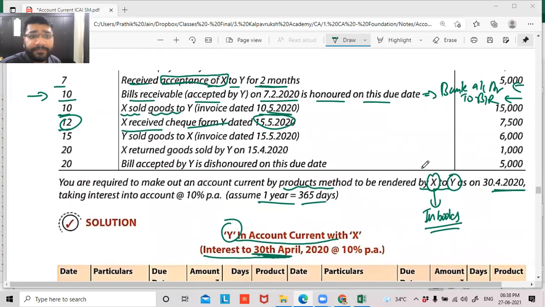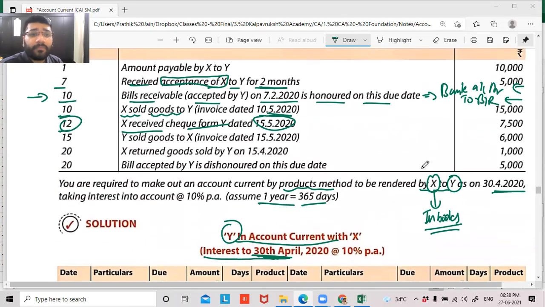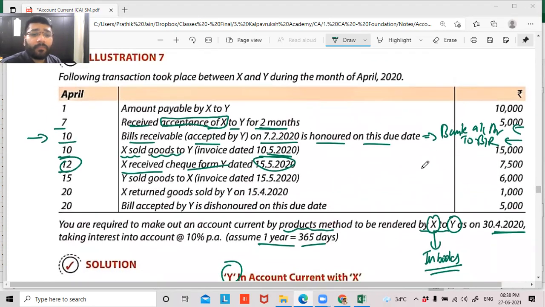That is the next transaction. Or is anybody still writing? I'll go forward. So the next transaction, guys, is 15th of April. Y sold goods to X. Y is selling to X. In whose books are we recording? X's books. So guys, is it a sale for us or a purchase for us? Purchase. What is the journal entry for purchase?